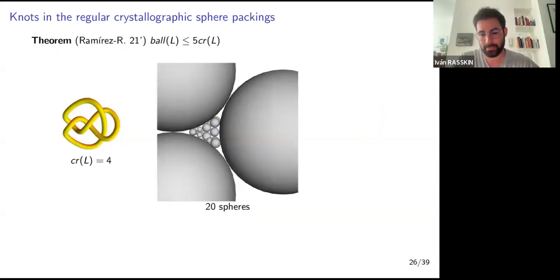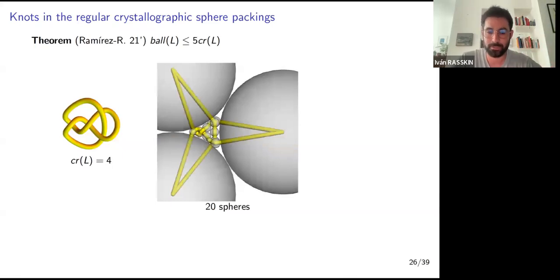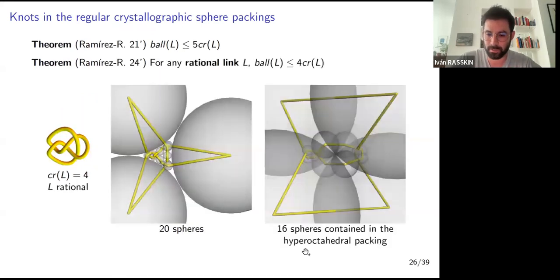We have the existence of this necklace representation, but we can also use it to improve the upper bound. It's going to be more optimal than the previous algorithm. The first algorithm constructs the necklace representation of a knot with n crossings, and we use 5 times the number of crossings to construct the sphere packing. With this second method using the crystallographic sphere packing, actually the hyperoctahedral one, we can decrease the number of spheres. We can use exactly 4 times the number of crossings.